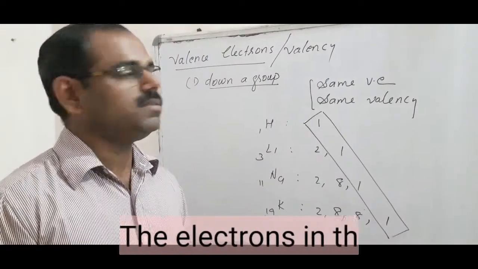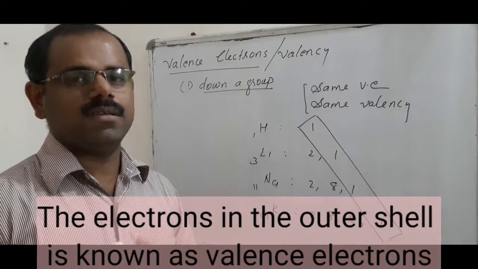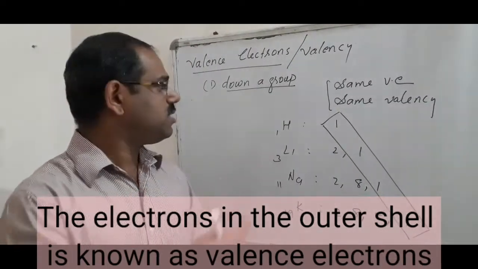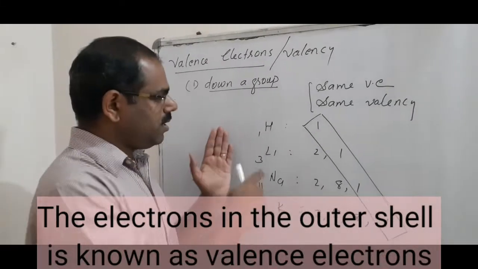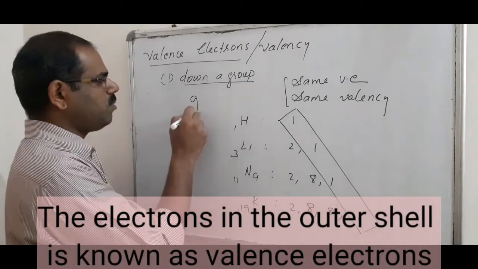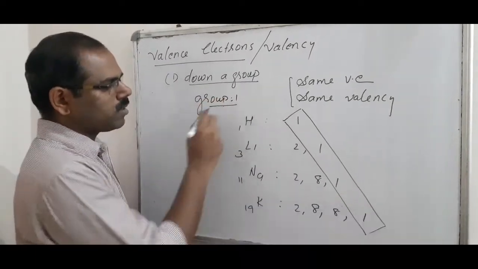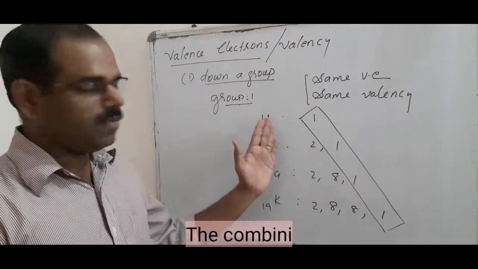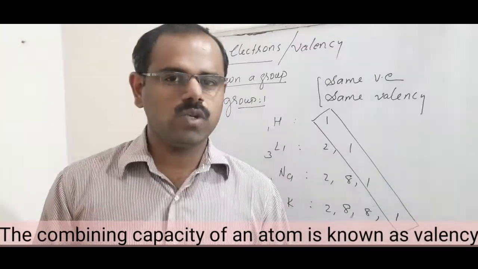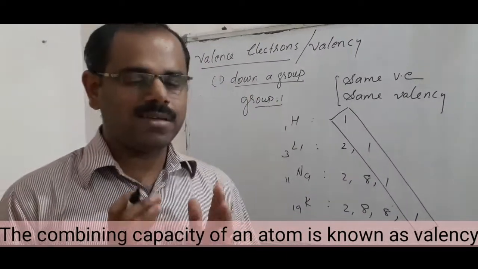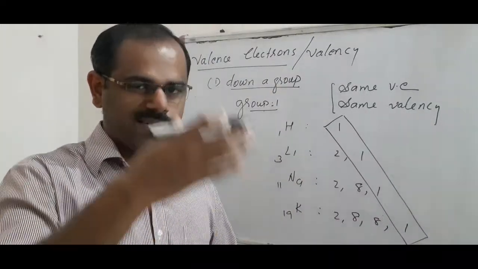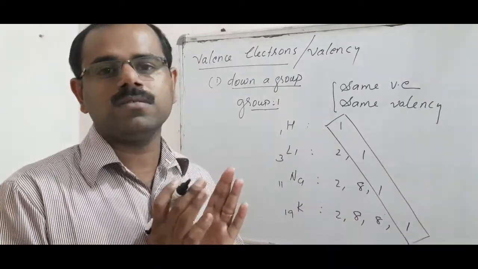Now let us see how the valence electrons and valency vary across a period or down a group. Let us see down a group first. See the electronic configuration of group 1 elements: hydrogen with 1 electron in the valence shell, lithium 2-1, sodium 2-8-1, potassium 2-8-8-1. In all these cases we see the valence electrons remain the same. That means down any group, the valence electrons remain the same.